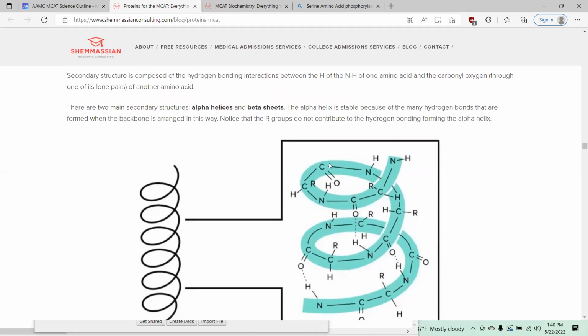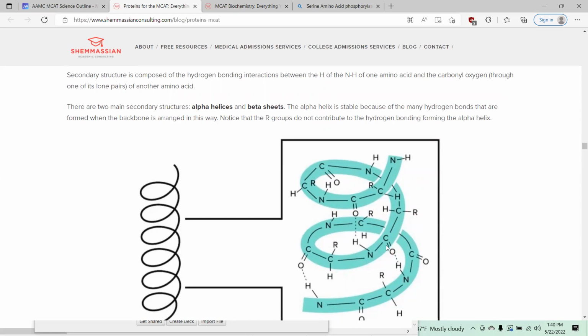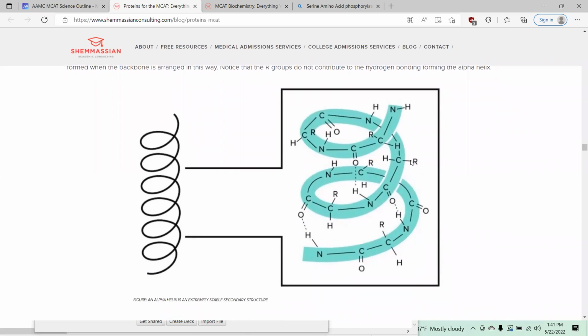These are what we call the backbone of the polypeptide chain. These are called the backbone because the R groups stick out. You see how the R groups are sticking out? Whereas this is the backbone.